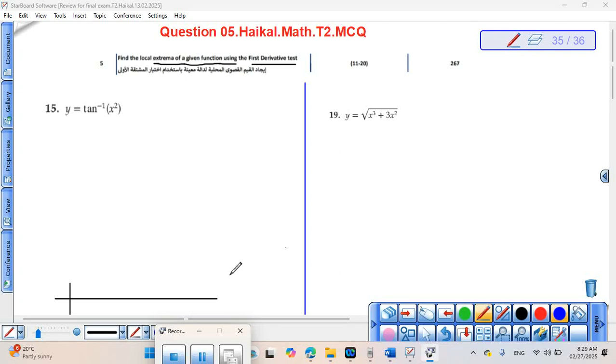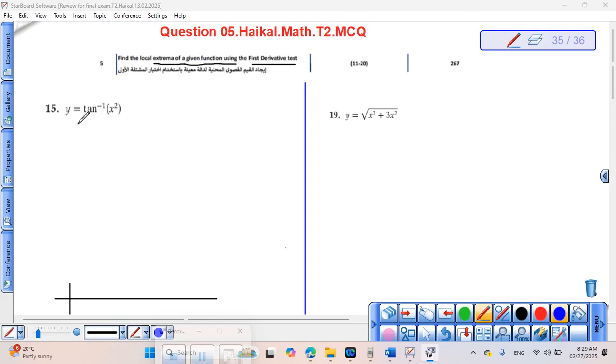Good morning, everyone. Our lesson today is to solve question 5 from 2Haikal for grade 12 advanced. The question here: find the local extrema of a given function using the first derivative test. I selected two questions here, question 15 and question 19.